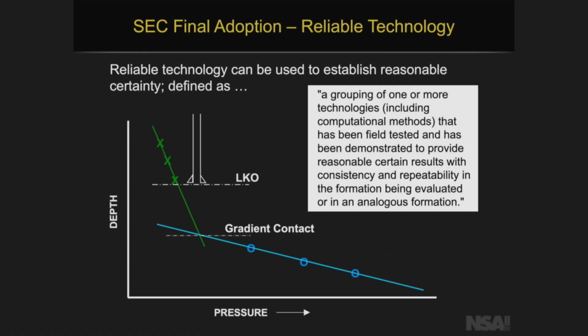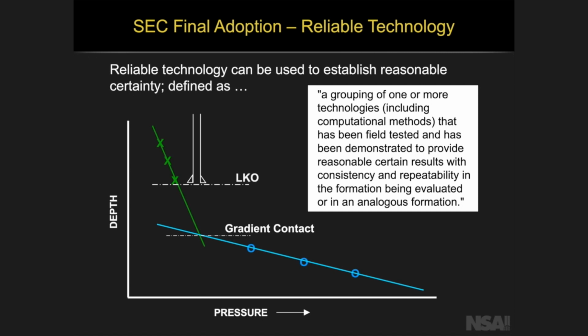Now, one of the things that comes up on reserve categorization is something that's called reliable technology. The SEC came up with this, and we utilize this in other definitions. An important thing about reliable technology is that it's repeatable and consistent. In this case, we're using pressure data from the wells to come up with a gradient of the different fluids that are in the wells.